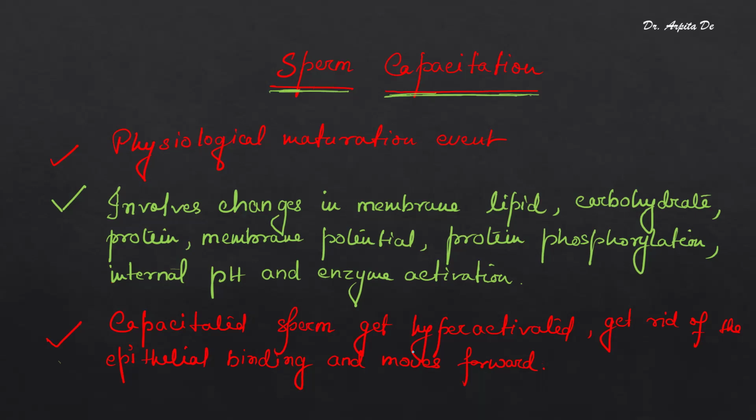Capacitation involves changes in membrane lipid, carbohydrate, protein, membrane potential, protein phosphorylation, internal pH, and enzyme activation. This is very, very important, and all of these together play a very important role. Membrane potential means it becomes more and more negative. Always remember, capacitation is transient, and sperm become uncapacitated after a period of time.